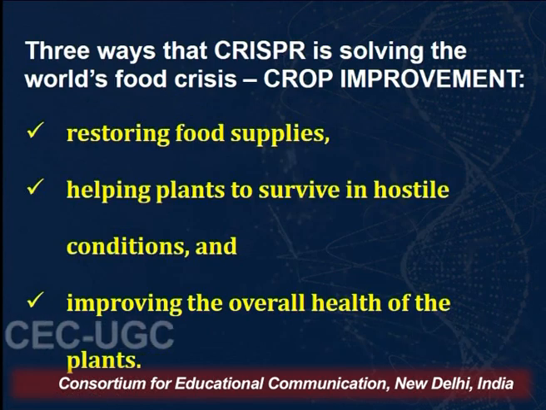Primarily, there are three ways that CRISPR is solving the world's food crisis, or what we call crop improvement. In agriculture, we will talk about three different aspects. The first is the crop improvement aspect. The second is the domestication of wild species, and the third is the application in improving the breeding technologies. The biotechnology technologies for breeding which are there, we can advance those also by employing the CRISPR-Cas9 mechanisms.